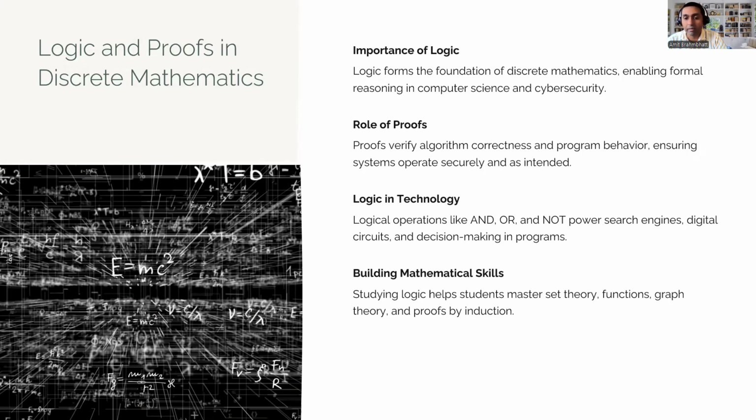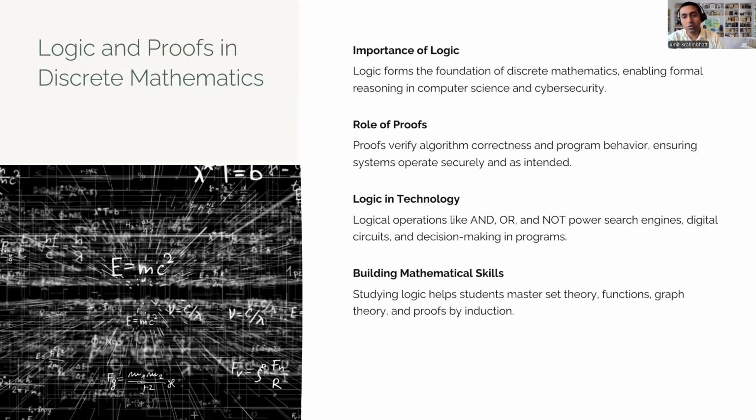Discrete mathematics relies heavily on logical structure because it focuses on objects such as integers, graphs, sets, and algorithms, all of which require exact definitions and unambiguous reasoning. One key purpose of studying logic is to build the ability to read and write mathematical arguments, commonly called proofs, with clarity and confidence. Proofs are not just academic exercises, they are also used to verify that algorithms work correctly, that programs behave as intended, and that systems are secure against errors or attacks.